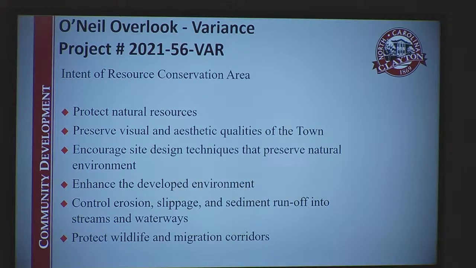Additionally, when you have these slopes, you control erosion, slippage, and sediment runoff that may go into these water resources, the streams and our waterways. And then also there's a wildlife and habitat aspect to it too. When you have these connected areas in an urban environment, some would say that there are habitat corridors for migration, where wildlife and habitat can migrate through different areas of a built environment. So that's generally what I think the intent of the resource conservation area was.